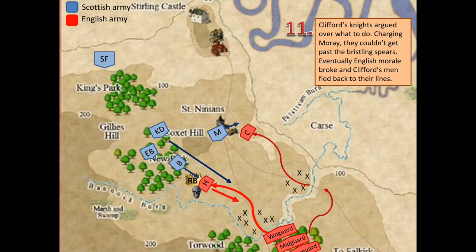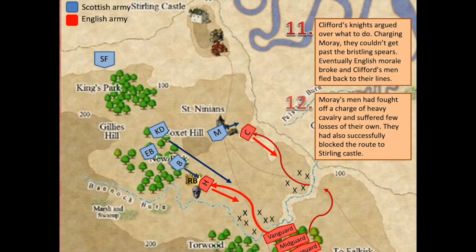Likewise, the discipline of Moray's men was excellent. Remember, these guys have been with Bruce for 7 years now. They know what they're doing. So Moray's spearmen aimed for Clifford's horses as much as the knights, and it's likely that many of his men were unhorsed. So Clifford's men could not get past the bristling spears, and eventually the English morale broke, and Clifford's men fled back to their lines. Edward's gambit of trying to get around to Stirling behind Bruce's back had failed.